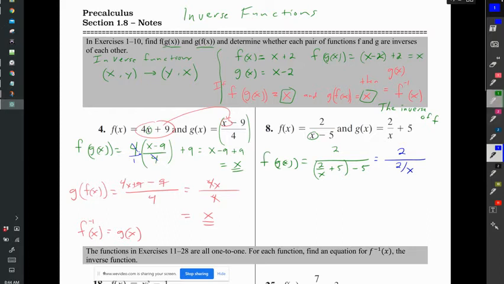To clean that up, think about this as a fraction. You've got 2 over 1 on top. You've got 2 over x on the bottom. At any time you have a fraction divided by a fraction, it helps to go back to 4th grade and think about how we do that.